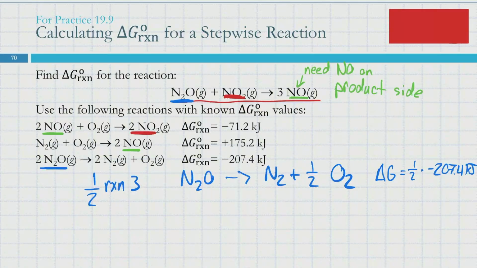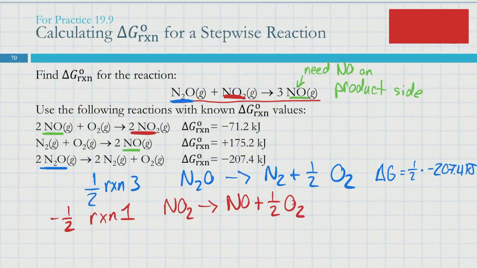We also need 1 NO2. So we're going to have to flip our first reaction and cut it in half. So we're doing a negative here. That means that we're flipping our reaction left and right. And we're cutting it in half to get rid of the 2 in front of the NO2. So negative 1/2 of reaction 1, NO2 goes to NO plus 1/2 O2.